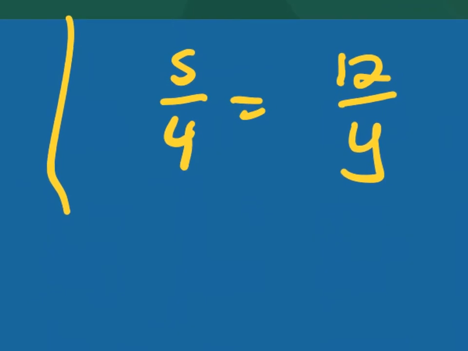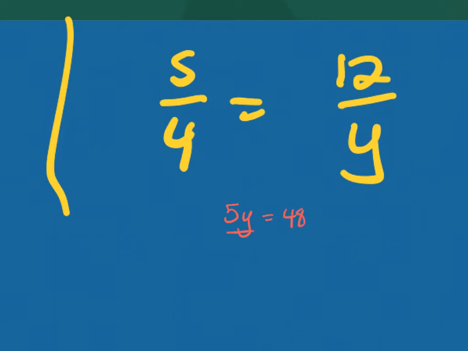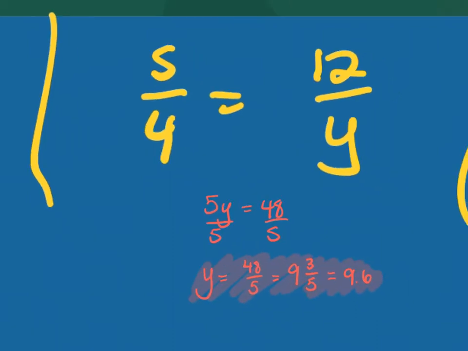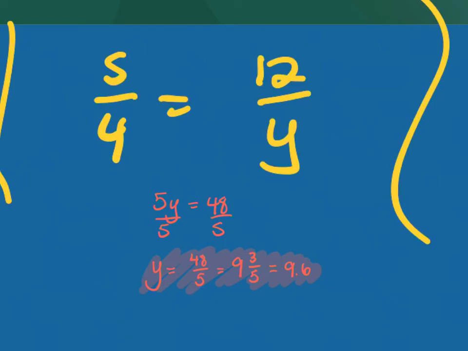Okay, then I go to the Y. So I get 5Y equals 12 times 4, or 48. Divide both sides by 5. 48 over 5, which is 9 3/5, or 9.6. Again, only because it terminates can you do the decimal. Because if it went on, you don't want to round it. You would keep it as a mixed number. Like if it was 9 1/3, you would keep it that way. Questions on that one?